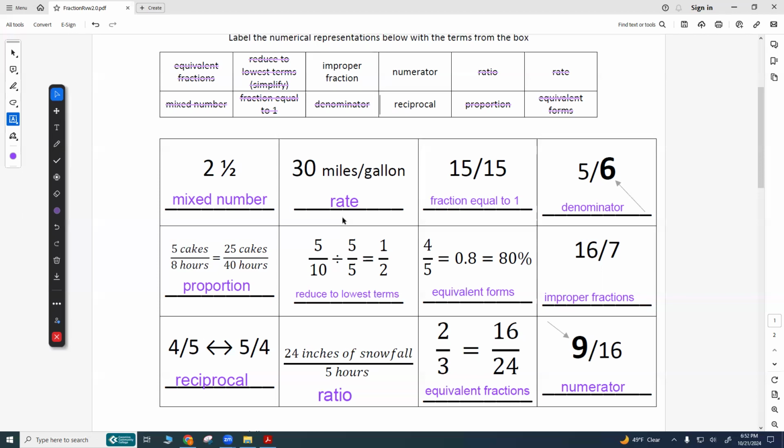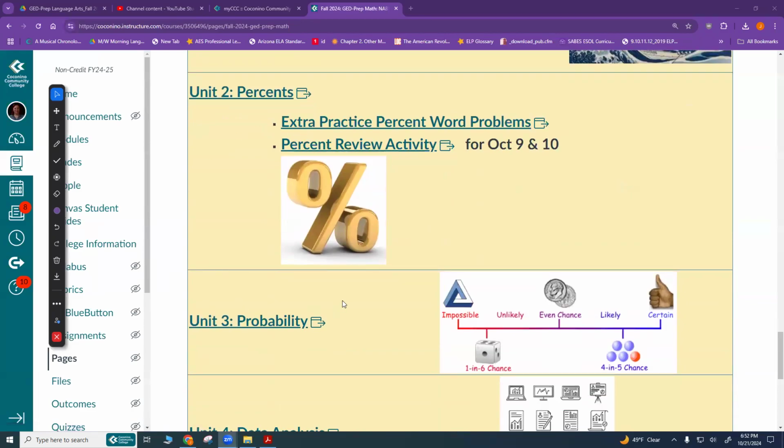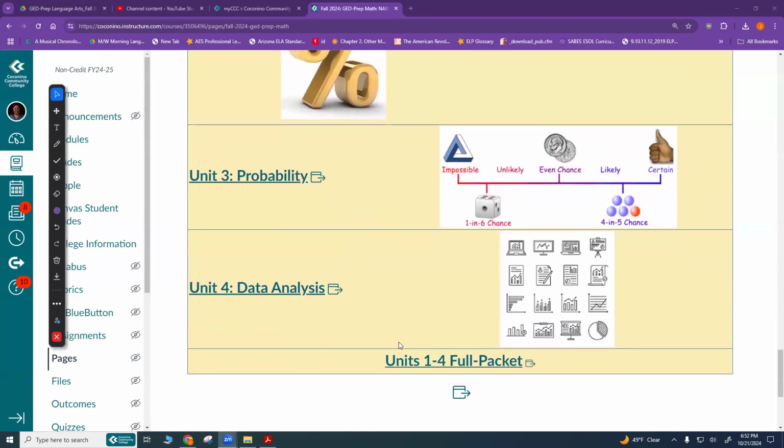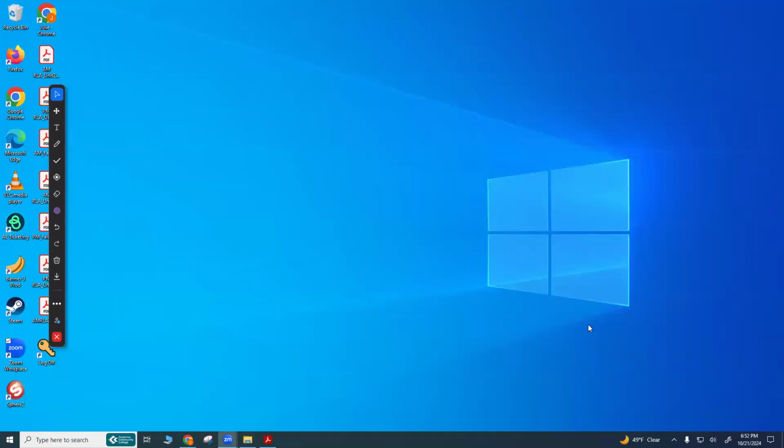Okay. So if you do have your math book, then you can open it up, and all the PDF versions of our units are here. The full packet is here as well, just in a PDF, a digital form. But like you said, I'm kind of a paper kind of person.